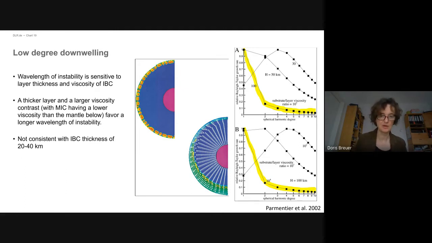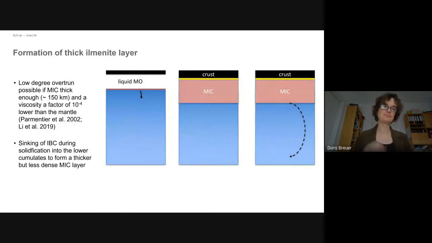So it has been suggested now that you can form such a thick ilmenite layer by considering that when you freeze out the magma ocean, it takes quite a while, something like 200 million years. The idea is that during the solidification you form a diluted but still dense layer, which had a large thickness, and which then becomes unstable and forms this low degree downwelling. The question now is whether that scenario is realistic or not.